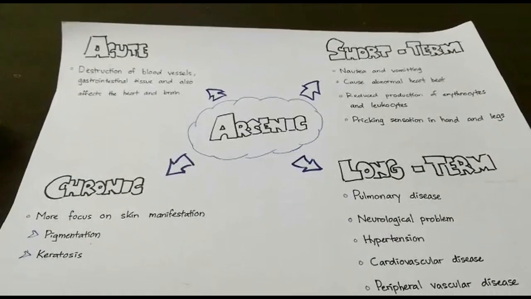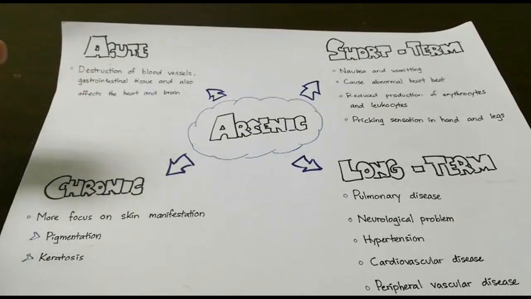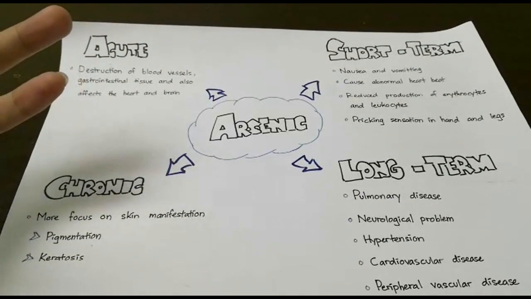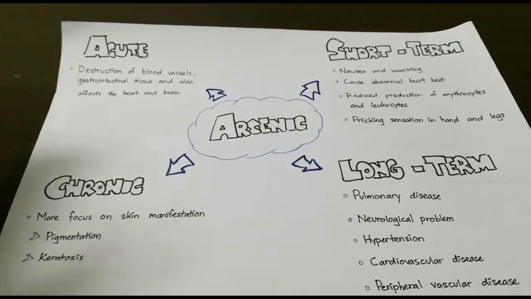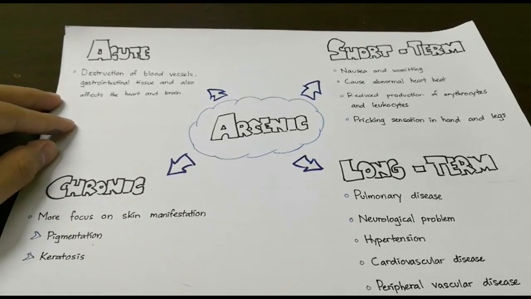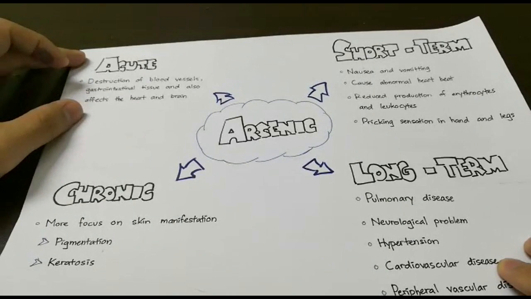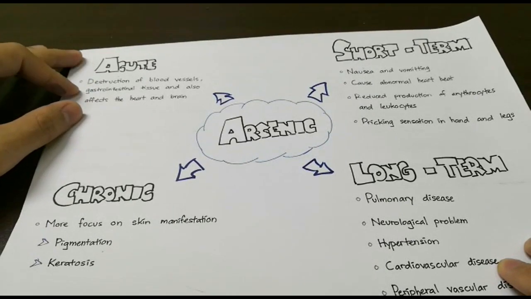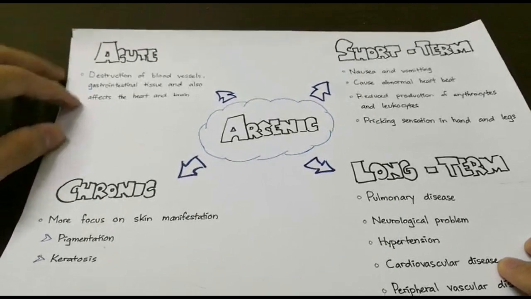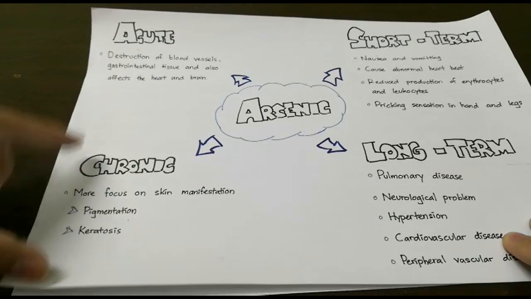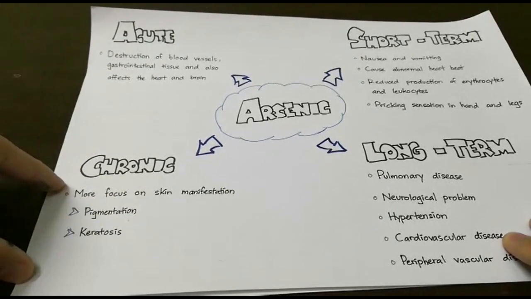Arsenic is known as a carcinogenic chemical. It can cause cancer in the skin, lung, bladder, and kidney. When exposed to a high dosage of arsenic, it can destroy the blood vessels and gastrointestinal tissues, and also affect our heart and brain. The following is the acute effect of arsenic, as it destroys the blood vessels, gastrointestinal tissue, and all this, as I mentioned. And this one will be the chronic effect of arsenic, as it will have manifestations on the skin.